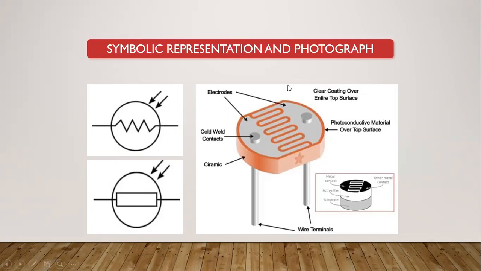Here we are showing a simple picture of an LDR. It consists of two terminals, and it is made of a material like ceramic. On the top we will have some electrodes, and photoconductivity material over the top surface, and some cold weld contacts. Here we can observe two arrow marks with a resistance symbol, and these are the symbols of our LDR.